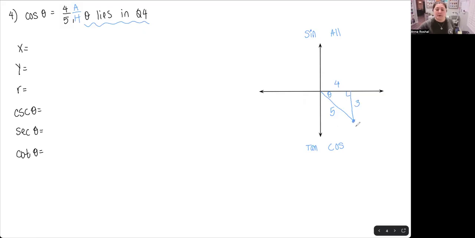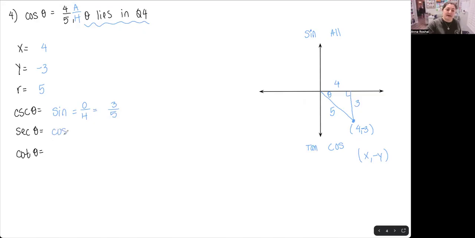So I know that this point is going to be 4, comma 3. And I know that my x is going to be positive, but my y is going to be negative. Because in quadrant 4, my x's are always positive and my y's are always negative. So my x will stay 4, my y will be negative 3. My radius is always the hypotenuse 5. Cosecant is the opposite of sine, and sine is opposite over hypotenuse. So therefore, I know that this is going to be 3/5.